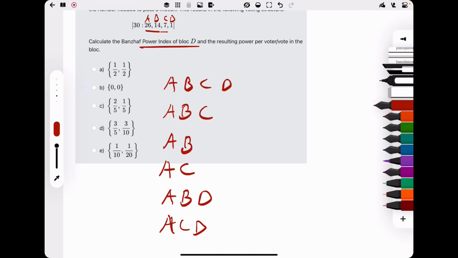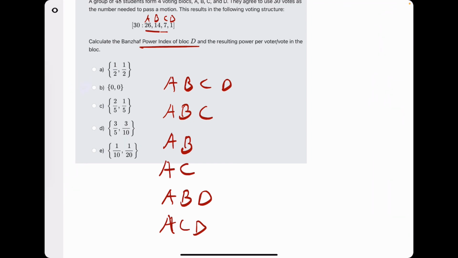Now let's list all the critical voters in each one. So A is critical in all of them. We've already addressed that. A pattern we picked up on is that in any 2-voter coalition, usually both of them are critical, right? And then that might be it, honestly.